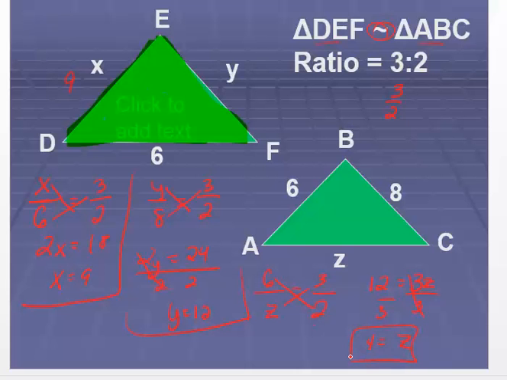Now, if it's in a 3 to 2 ratio, that means triangle DEF has longer sides. There are more parts than triangle ABC, and all of these should reduce to 3 halves. So if I take the x value 9 and do 9 over 6, dividing by 3, that reduces to 3 halves. The y value, 12 over 8, dividing by 4, reduces to 3 halves. And the z value, 6 over 4, dividing by 2, also reduces to 3 halves. So I know I got that problem right.